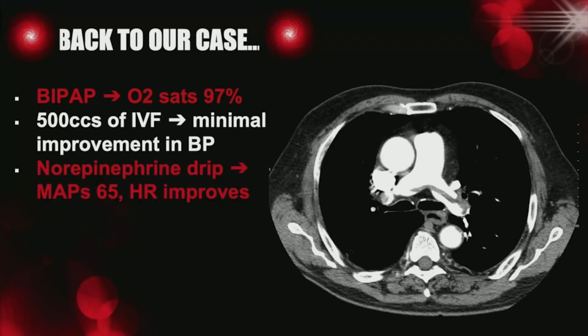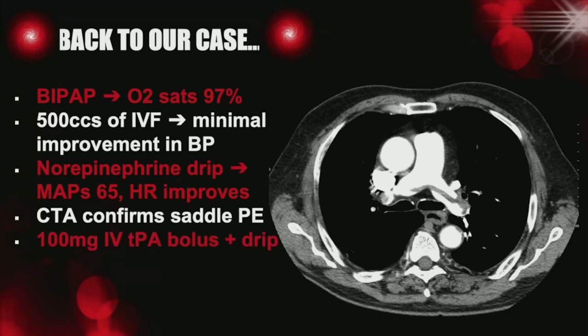So we immediately start her on a norepinephrine drip, and we titrate her MAPs to 65, and her heart rate steadily improves. We finally get her stable enough to go down for CTA, which does confirm a saddle pulmonary embolism. She does get full dose TPA, the bolus and drip over the 2 hours, and then she's eventually brought to the ICU, and she steadily improves from there and theoretically lives happily ever after.